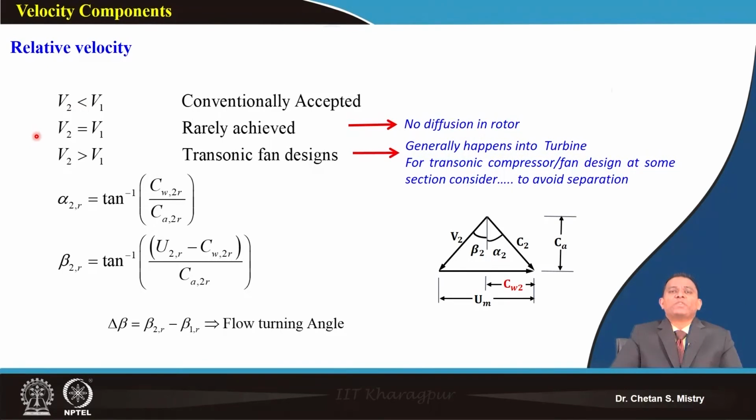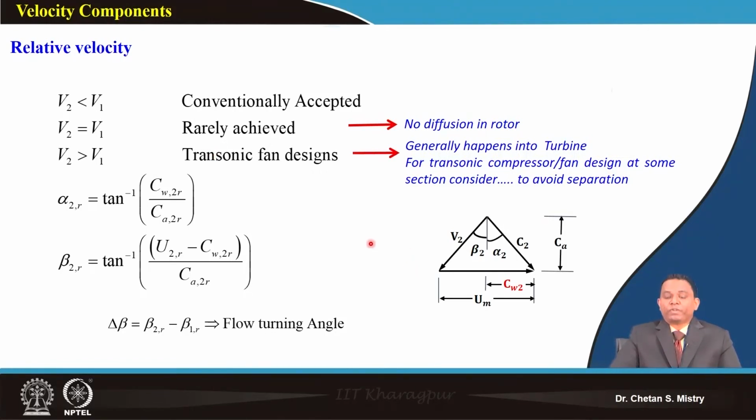There are many designs in which V2 and V1 are both the same. When we are talking about this kind of configuration, it rarely happens. It says there is no diffusion happening in my rotor. So you can understand, when we are talking about degree of reaction to be 0, this is the kind of configuration that will come into the picture. And there are some designs in which you will have your relative velocity ratio to be very large. Okay, so this is what happens in transonic fan design. Conventionally this needs to happen in the turbine.